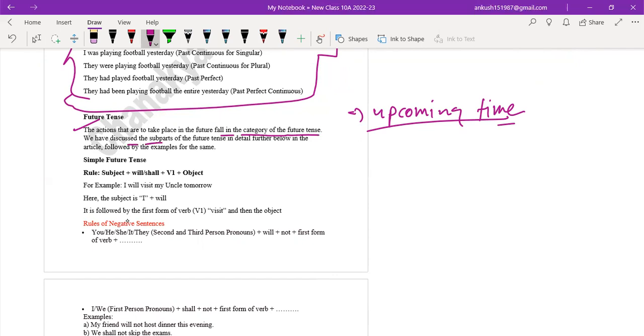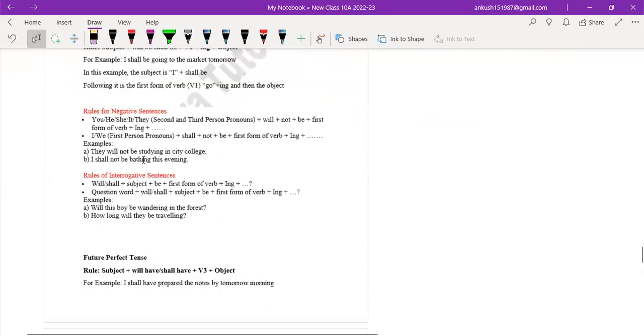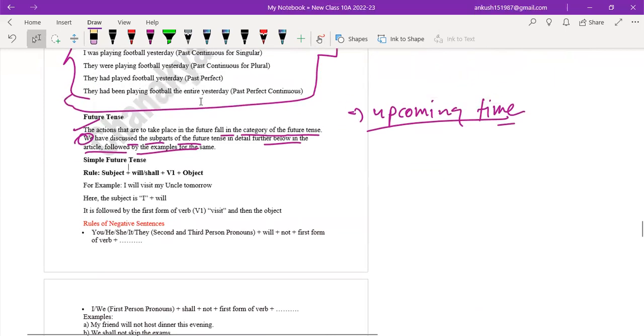We have discussed the subparts of the future tense in detail below. Here, article followed by the examples for the same. It means after this we are going to learn the determiners. That is why it is written over there. Article is the determiner that we are going to study over there. Simple future tense.